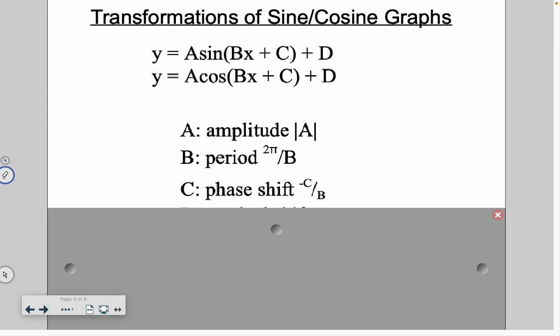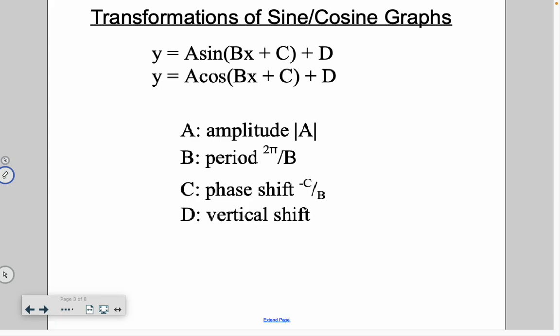Okay? And lastly, D is your vertical shift. That'll take the entire wave and move it up or down however much. Okay? D is your vertical shift.